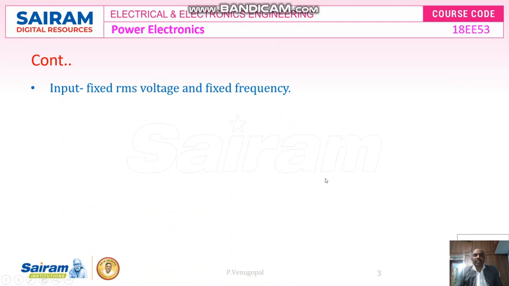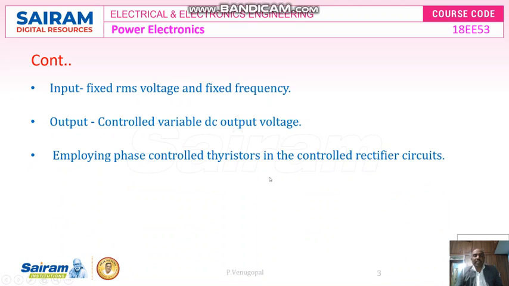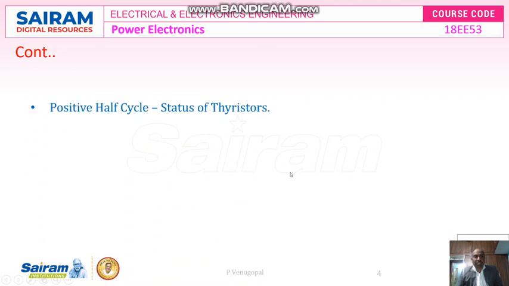Look here. The input to this rectifier converter is a fixed RMS voltage and fixed frequency, as I told you, 50 hertz frequency in India. And the output is a controlled variable DC output voltage, and phase controllers are employed in the controlled rectifier circuits.